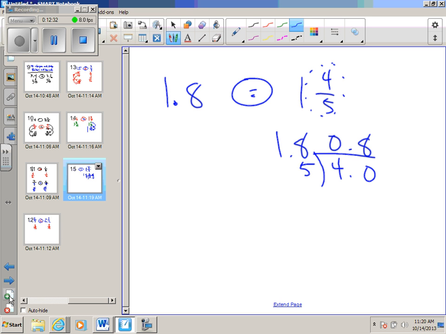It's all about what you're comfortable with. Maybe you just prefer to put them both in fraction form and then convert denominators. That's fine. That's okay. All right?